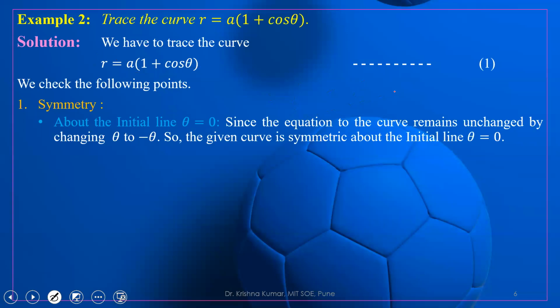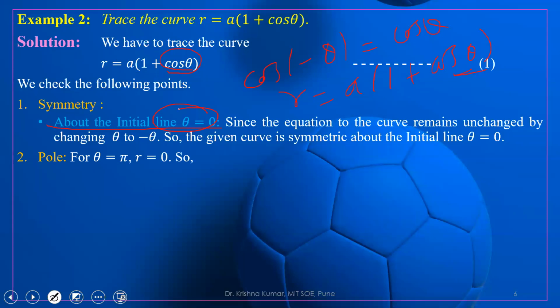Let us see about the initial line, theta equal to 0. If we replace theta by minus theta, cos of minus theta is equal to cos theta. So clearly r is equal to a times 1 plus cos theta will never change if we replace theta by minus theta. So the curve is symmetric about the initial line, theta equal to 0.